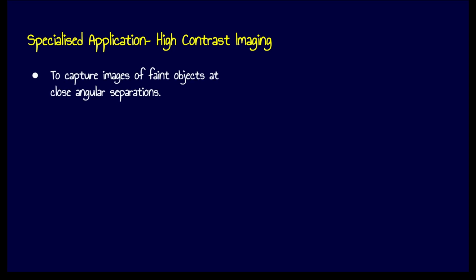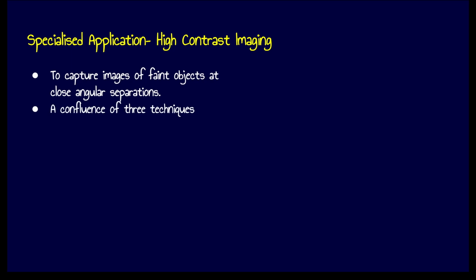This talk would be incomplete for me if I don't mention how I use AO for my research. My work is centered around an application of AO to directly image exoplanets and circumstellar disks. This is called high contrast imaging. The objective is to get images of faint objects at close angular separations from the host star, and hence requires high contrast as well as high resolution. It is achieved through the confluence of three techniques.